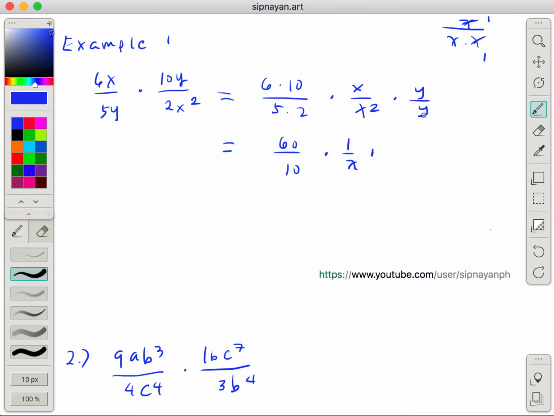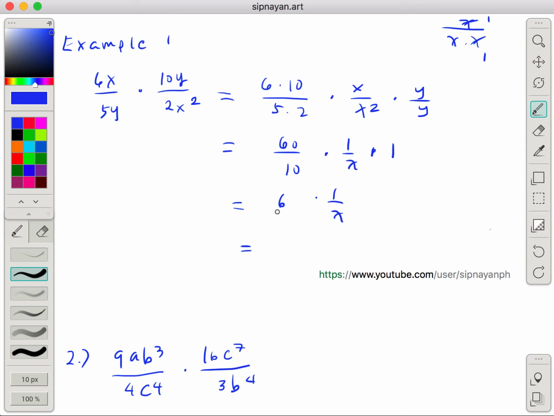And then dito, sa y over y, of course, this is 1, diba? Y divided by y is 1. Okay? So, pwede na natin siyang i-simplify. 60 divided by 10, 6. And then, meron tayong 1 over x times 1. So, mawawala na to kasi any number, pag minultiply natin sa 1 ay the number itself, yung sagot. So, pwede na natin siyang tanggalin. And then, 6 times 1 over x.